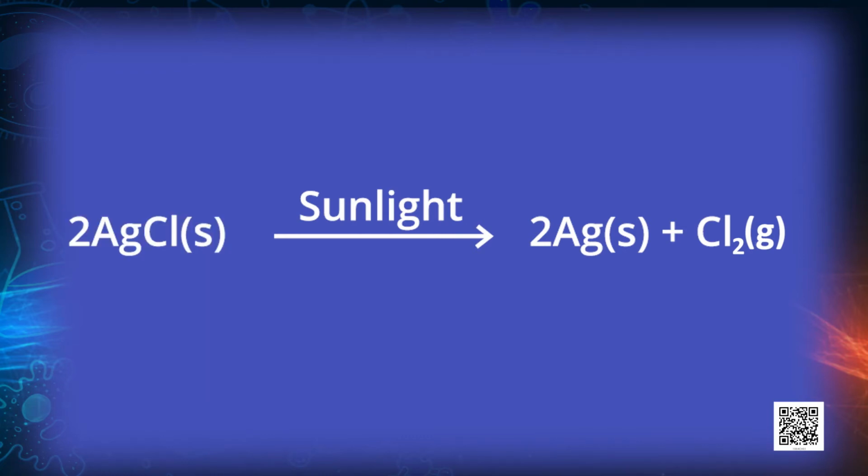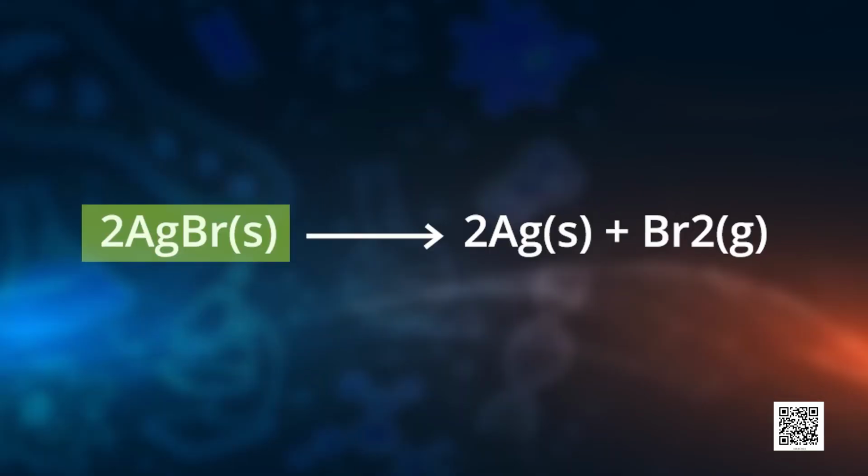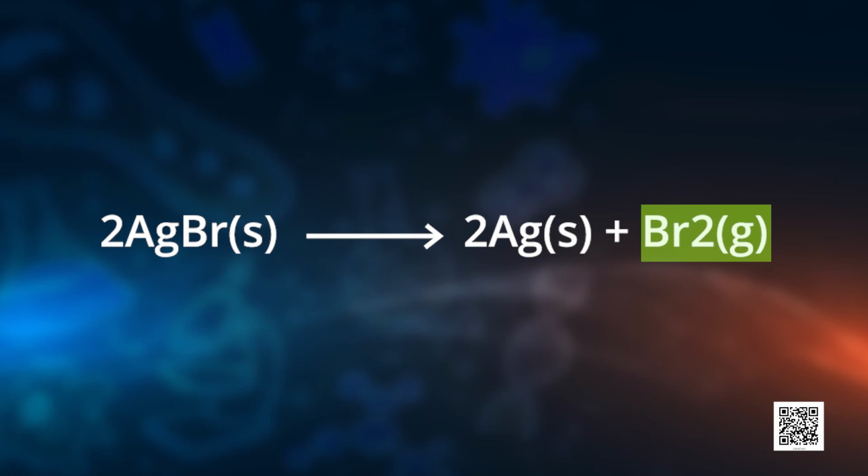It says 2AgCl in presence of sunlight gives 2Ag and Cl2. Silver bromide also behaves in the same way. 2AgBr in presence of sunlight gives 2Ag plus Br2. The above reactions are also used in black and white photography. And what form of energy is causing these decomposition reactions? Yes, these are decomposition by light.